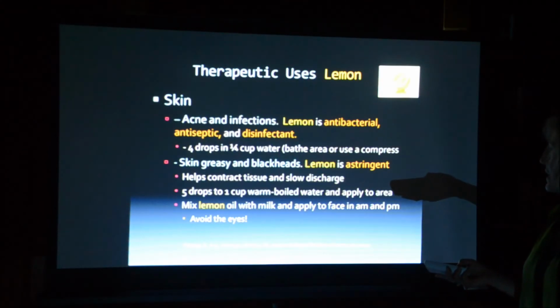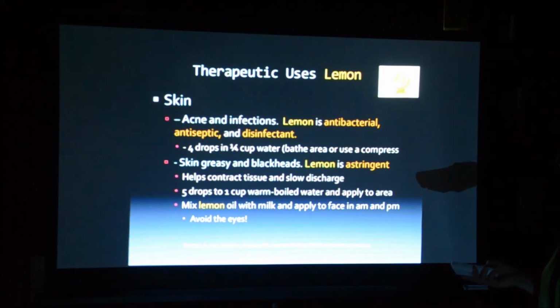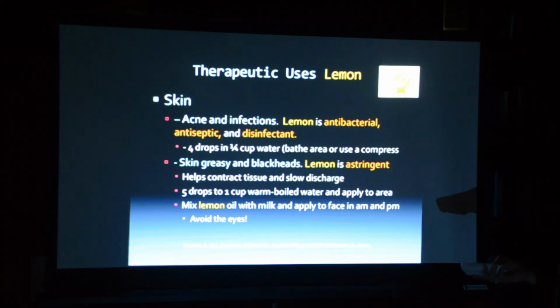It's great for the skin. It's an antibacterial, antiseptic, and disinfectant. You can use it as a compress. It's an astringent for your skin, for greasy skin and blackheads. And you can put it 5 drops in 1 cup of water and put it on the area, or mix lemon oil with milk and apply to your face. But avoid the eyes because it would sting.